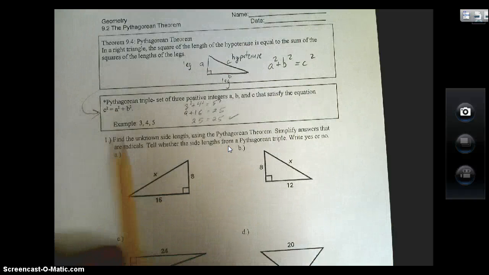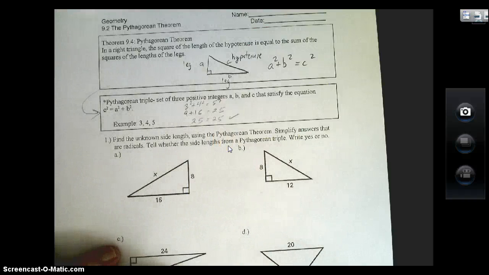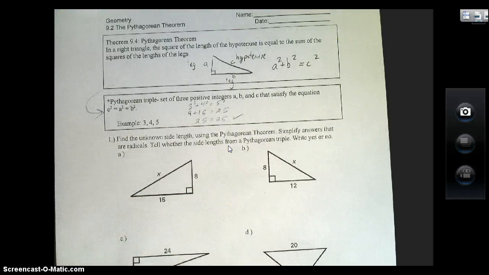Okay, but all three of these are positive integers. Normally when we're doing the Pythagorean theorem, you're going to run into a few square roots, which we're going to see in just a moment. We would simplify them down, but they are not integers, rather. They're just positive rational numbers.